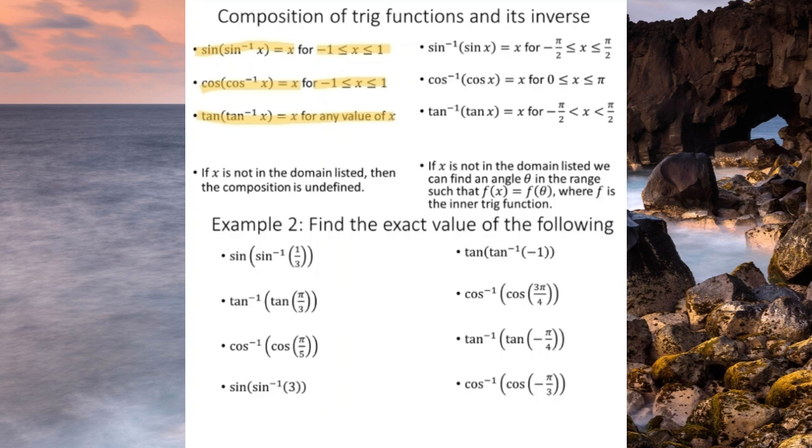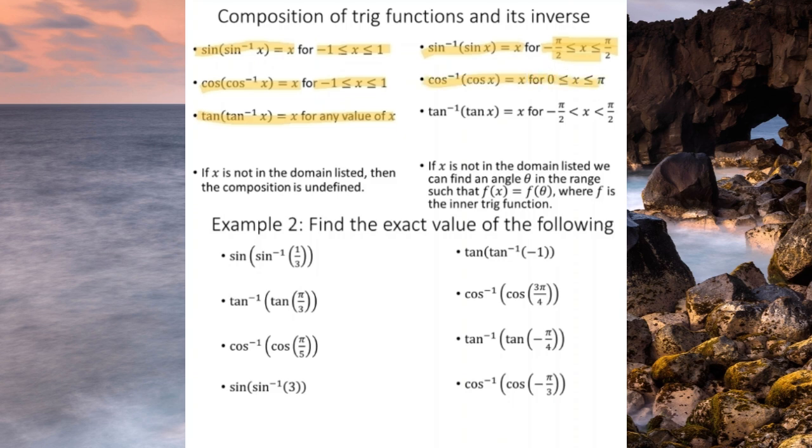As for the next three, sine inverse of sine of x will only equal x if x is between negative pi over 2 and pi over 2 inclusively. This is because the range of sine inverse is negative pi over 2 to pi over 2 inclusive. So if x is outside of that window, then sine inverse of sine of x could never equal x. Something similar happens for the other two variations of an inverse composed with its original.